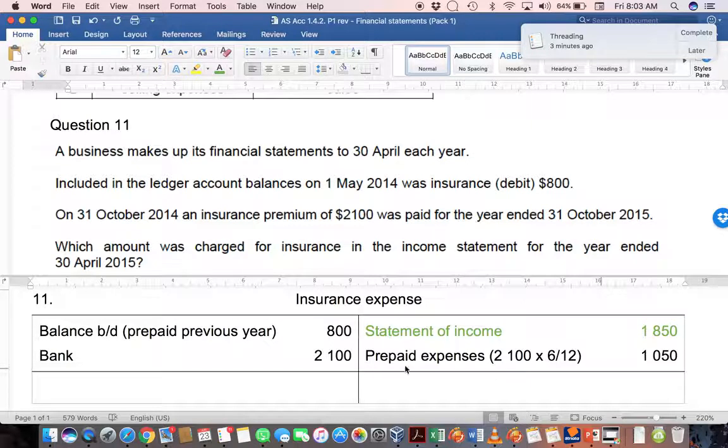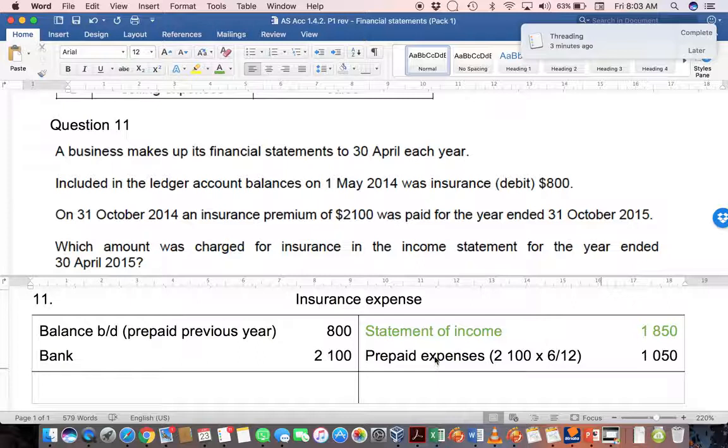Then you will need to work out that you have prepaid an amount of $2,100 times 6 months out of the 12 months, because that $2,100 relates to 12 months, but 6 of those from the 1st of May 2015 to the 31st of October 2015 are not in the current financial year. Right now, we are on the 30th of April 2015, so those further 6 months need to be prepaid to offset this bank figure that I have paid, because that $2,100 is not all relating to this financial year.